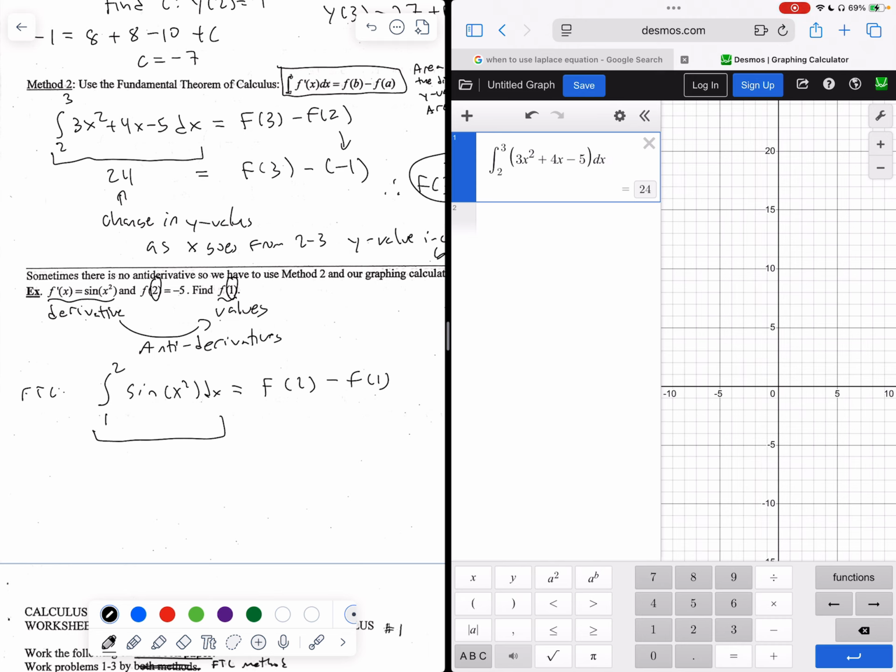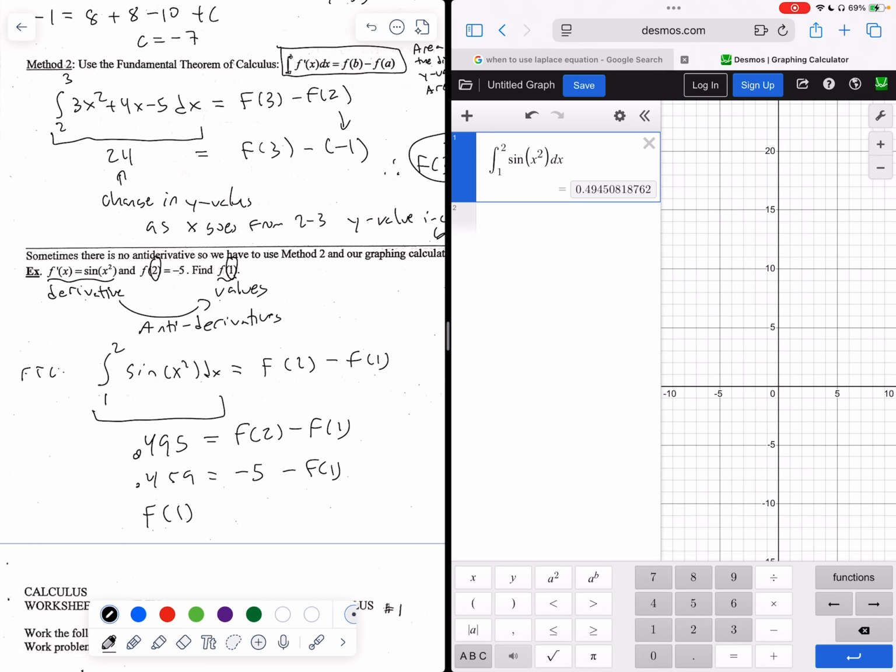And this, I'm going to type in my calculator. I'm just going to type in exactly as it looks, integral from 1 to 2 of sine x caret 2. Please don't forget your dx, and there's your answer. Go to 3 decimal places. This is your FTC. And so this is going to give me 0.495 equals f of 2 is what I know, f of 2 minus f of 1, or 0.495 equals, f of 2 is negative 5 minus f of 1. And I'm going to solve it. F of 1, therefore, is just negative 5.495. And there's our value.